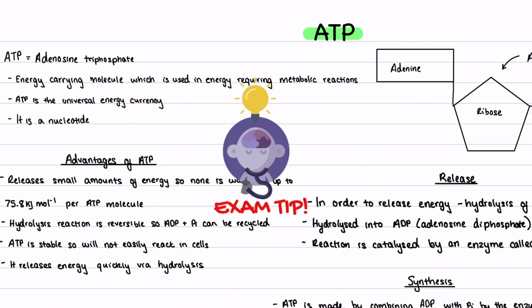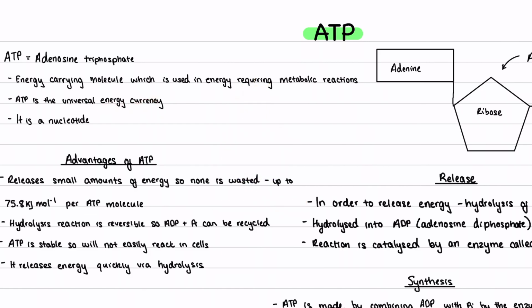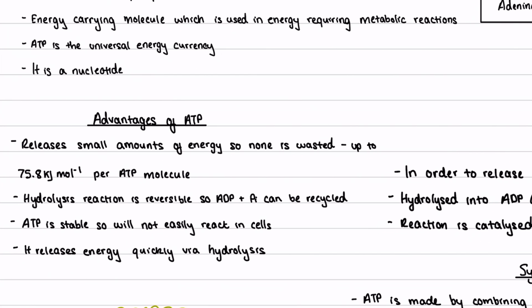In your exam, it is important that you know about the structure of ATP and how it is adapted for its function, as well as the advantages of ATP. The advantages of ATP are that it releases small amounts of energy, so none is wasted. The reaction to break ATP into ADP and phosphate is reversible and can be recycled. ATP is stable, so will not easily react inside cells. Finally, ATP releases energy quickly when broken down.